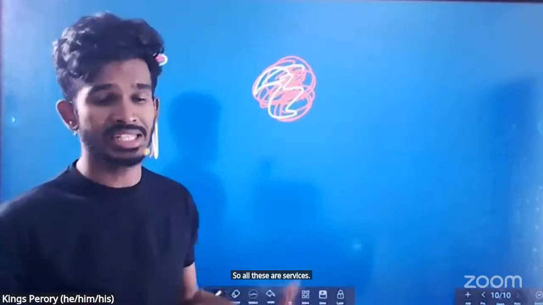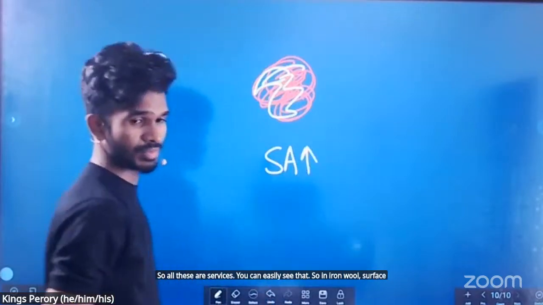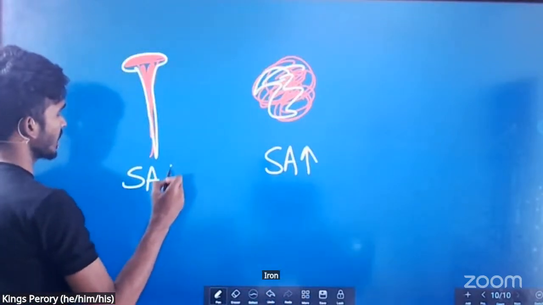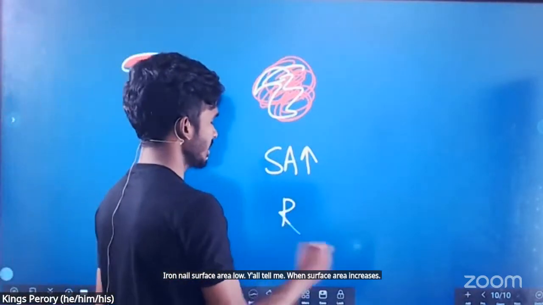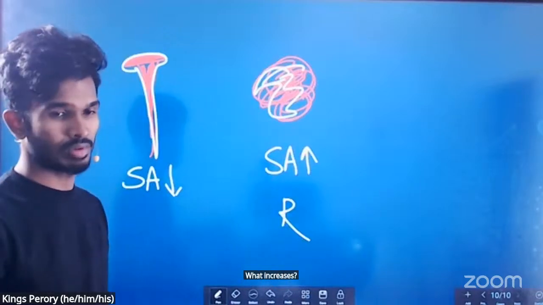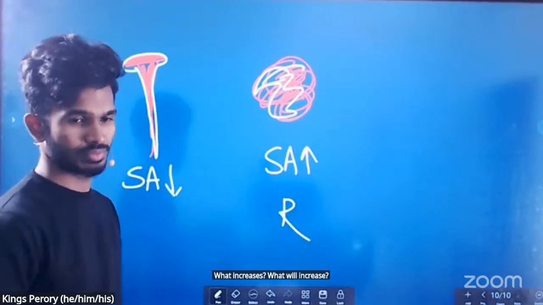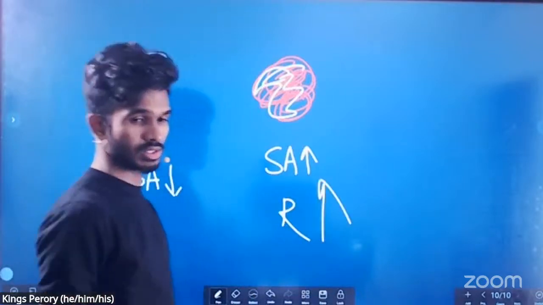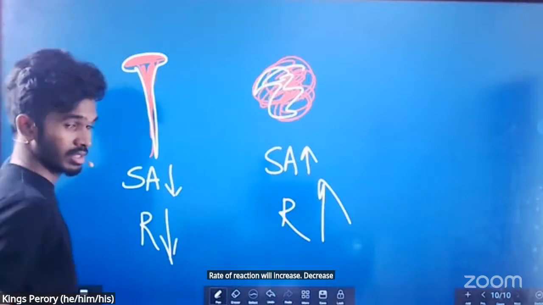You can easily see that. So in iron wool, surface area is high. Iron nail, surface area is low. You all tell me, when surface area increases, what increases? Rate of reaction will increase. Surface area decreases, rate of reaction decreases.